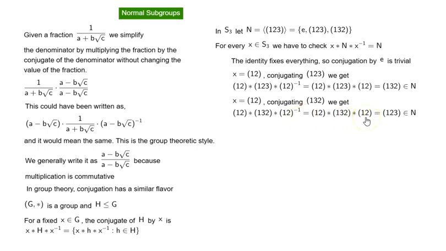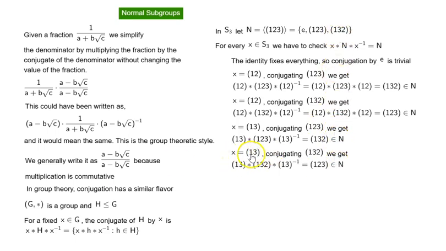Inverse of (1 2) is (1 2) itself. So if we evaluate this, we get (1 2 3), which is again in N. Now let's take another element from G. X is equal to (1 2). X is equal to (1 3). Conjugating (1 2 3), we get (1 3) times (1 2 3) times the inverse of (1 3), which if we evaluate, we get the (1 3 2) permutation, which is there in N.